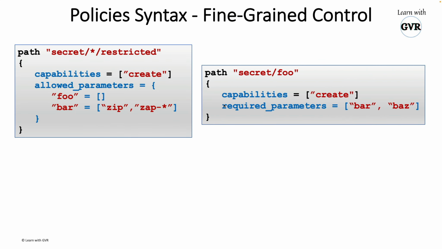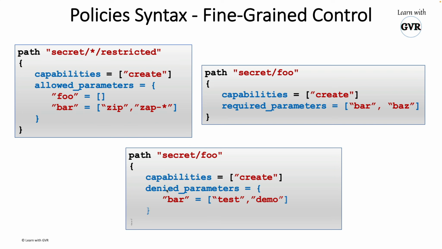And there is another fine grain, required parameter. If I am creating a policy for this particular path, only creation, but these bar and bars are required. That means mandatory. He has to give these two, something like that. And the other one is denied. So what is fine grain denied? Bar equal to test demo. It means I am allowing a secret/foo path, creation is allowed, but whatever the bar value, test or demo, these words I want to deny. So allowed, required, denied. These are the fine grain access control. In the exam, if they ask, please try to remember this. Right? As simple as that.